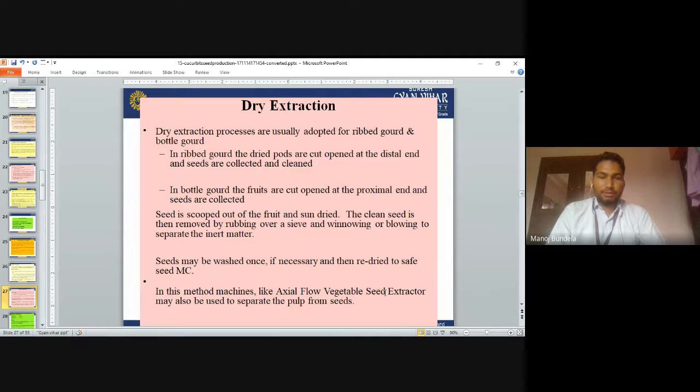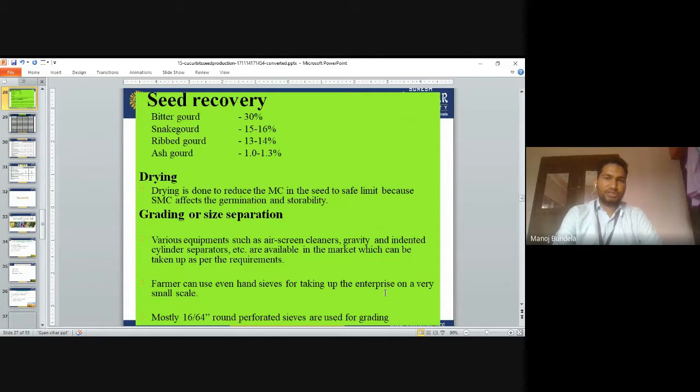In this method, machines like the Axial Flow vegetable seed extractor may also be used to separate the pulp from the seeds. So this is the machine we can use, the Axial Flow vegetable seed remover. This is the dry method of seed extraction.